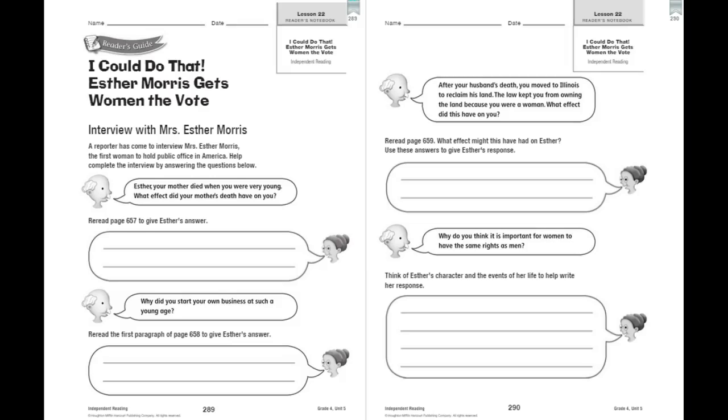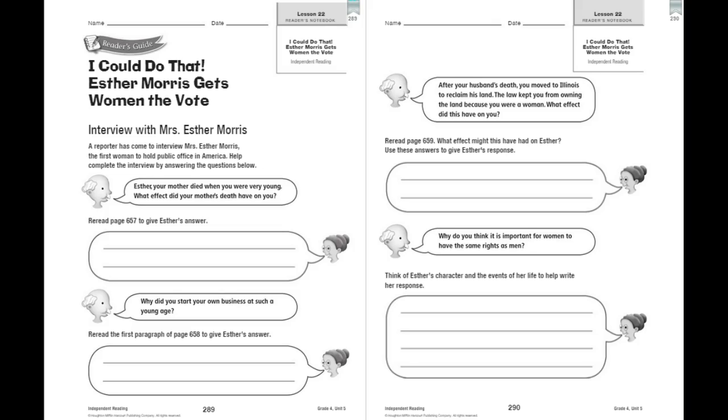All right. Today you are going to reread our selection. You could do that on your own and think about important ideas, and to help guide you, use these pages in your reader's notebook, 289 and 290. These are just a great way to make sure you're getting the most out of the story.